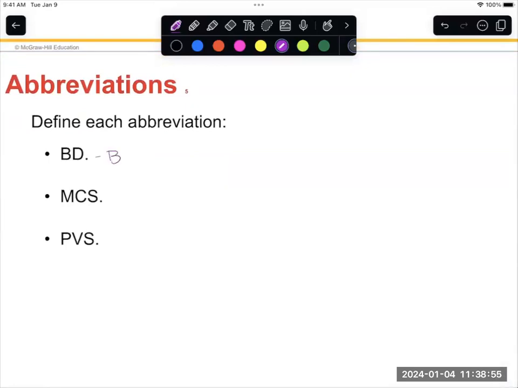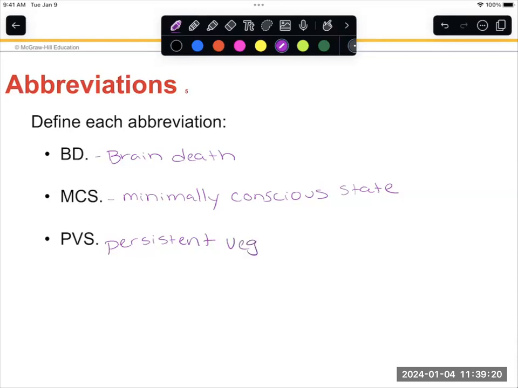BD, brain death. MCS, minimally conscious state. PVS is persistent vegetative state. That should be a V.